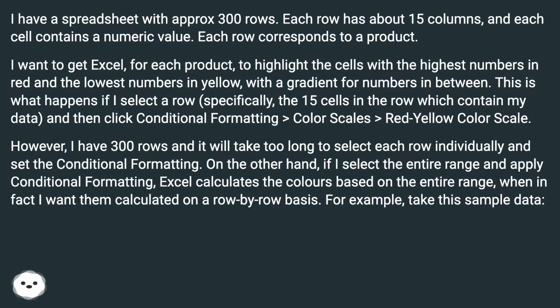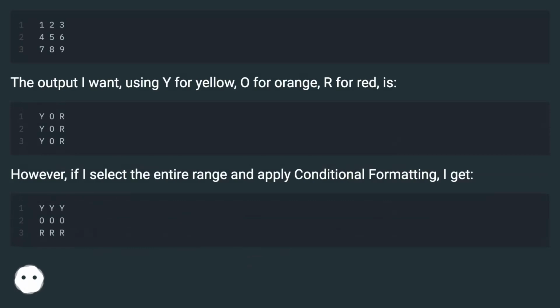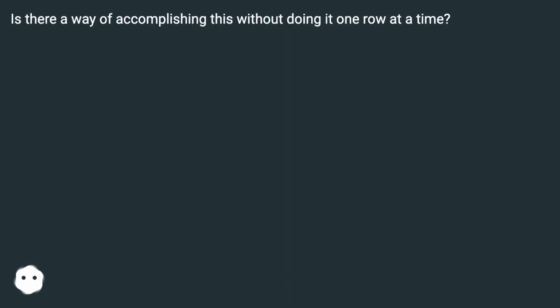For example, take this sample data. The output I want, using Y for yellow, O for orange, R for red, is shown. However, if I select the entire range and apply conditional formatting, I get a different result. Is there a way of accomplishing this without doing it one row at a time?